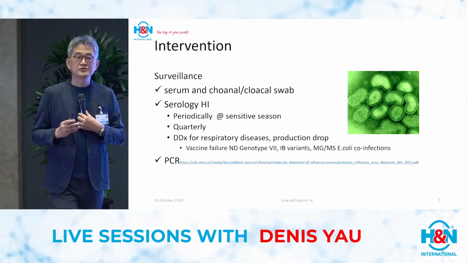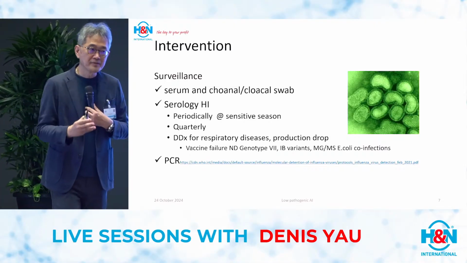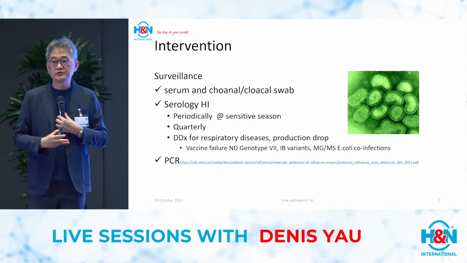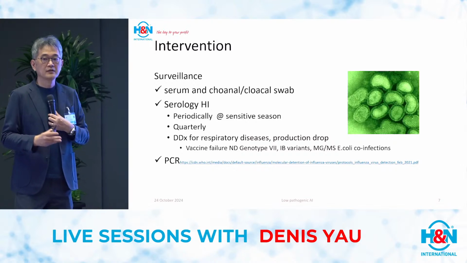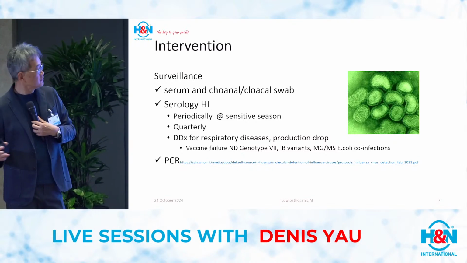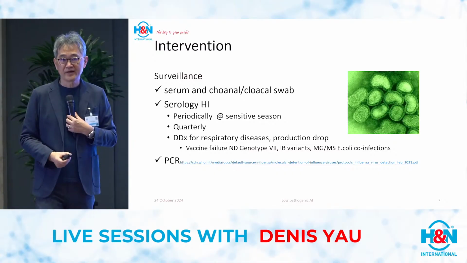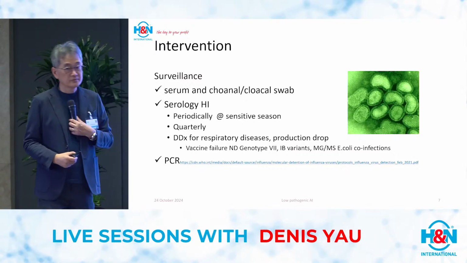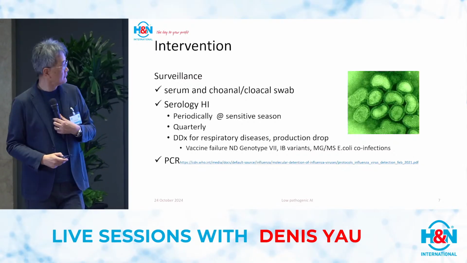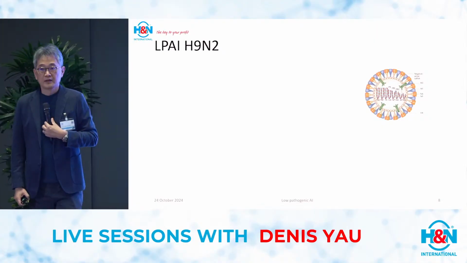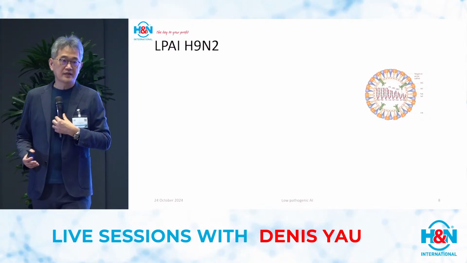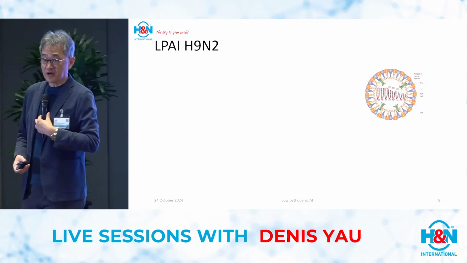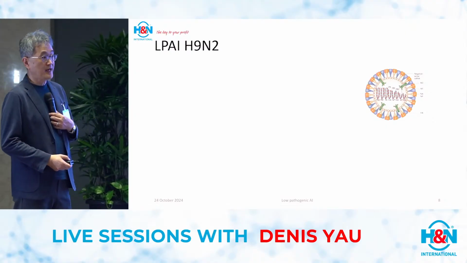So my intervention on having this problem seen on your farm, please try to do surveillance. You need to check all that you commonly do, but also the low pathogenic AI. So you can do serology, you can do PCR. And as I mentioned, low pathogenic AI can be H5, H7, but the most common one is H9N2.